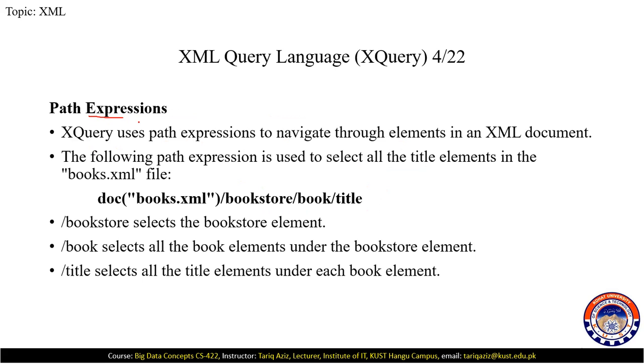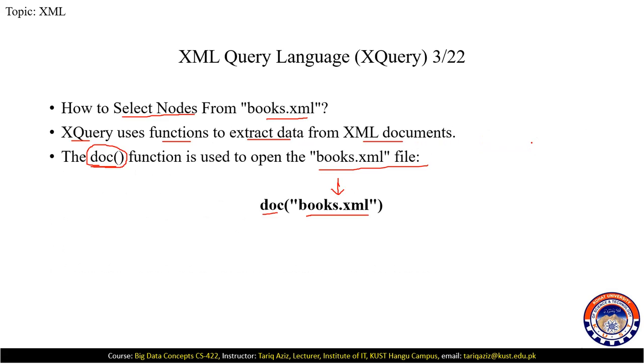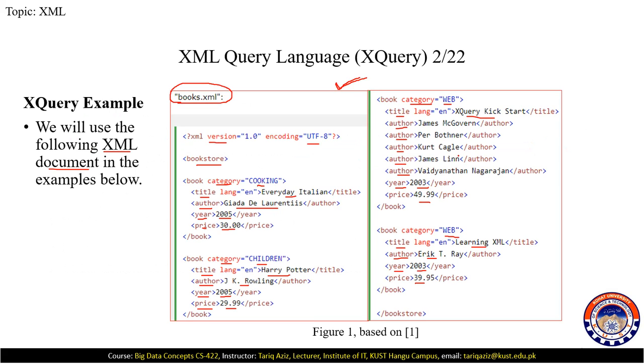What do you mean by path expression? It says that this query language uses path expressions. Why? To navigate through elements in an XML document. If you go back to the XML document, here we have different elements: title, author, year, price. All these are called elements of the XML document.